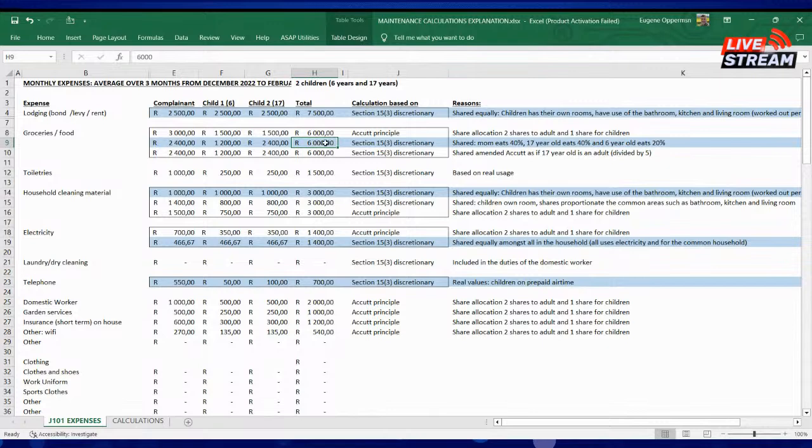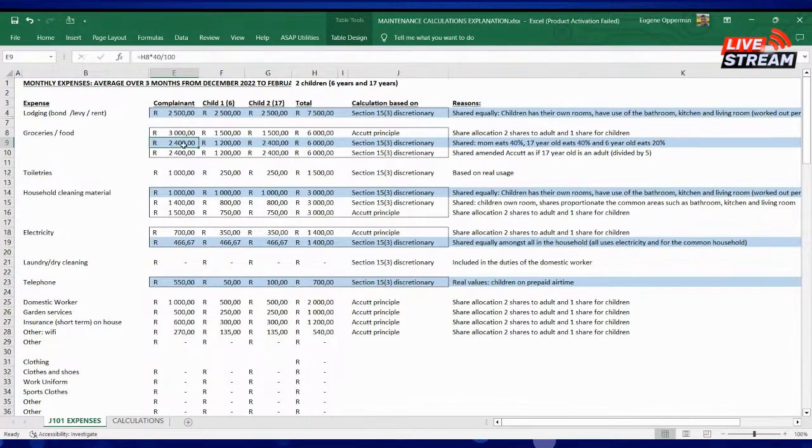Obviously, that amount won't be a fixed amount, 6,000 Rand, because you would need to submit proof to say this is the amount that you used per month. But I'm just using 6,000 Rand as a ballpark figure. So if you work it out on the basis, mom eats 40%, the 17-year-old eats 40%, and the 6-year-old eats 20%, which seems very reasonable, very fair in terms of the discretion that the court might have, then that's a simple calculation.